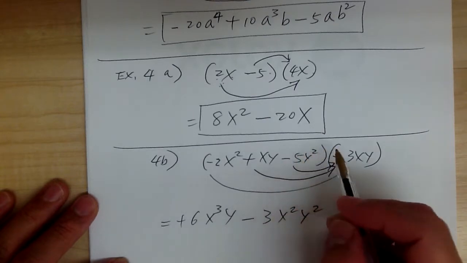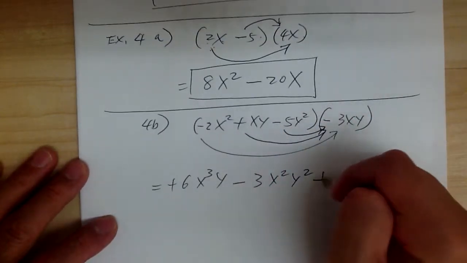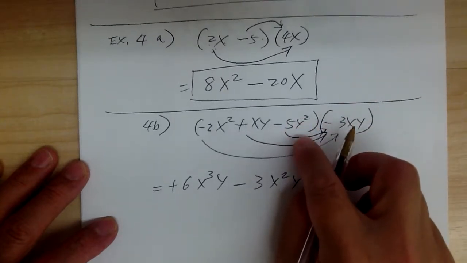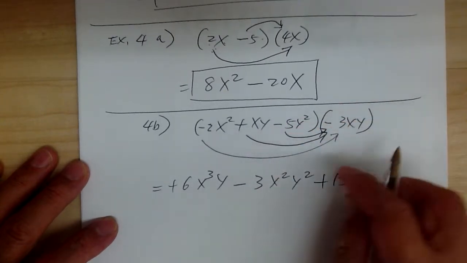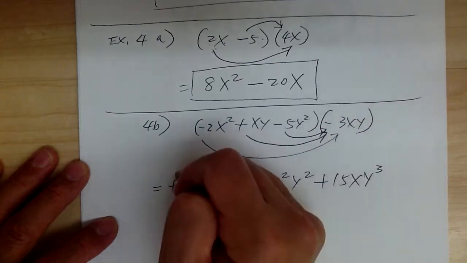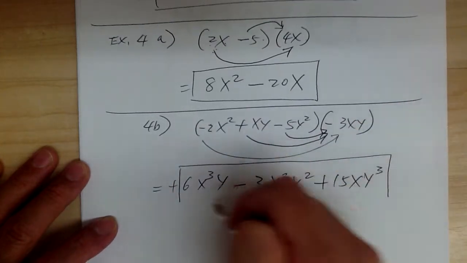So first multiply the sign, right? Negative times negative is positive. 5 times 3 is 15. X, again, when there's no x it means it's 1. So 1 times x is x. Then you got y squared times y to the 1, so it would be y to the 3. Okay, and so this would be your answer for 4B.